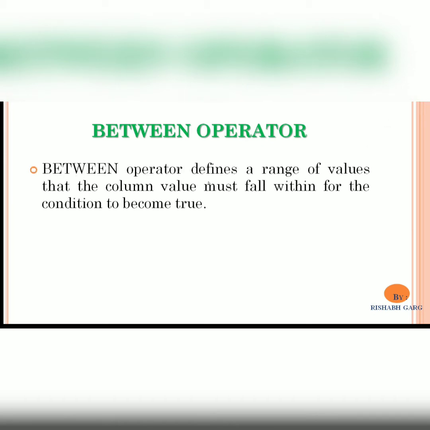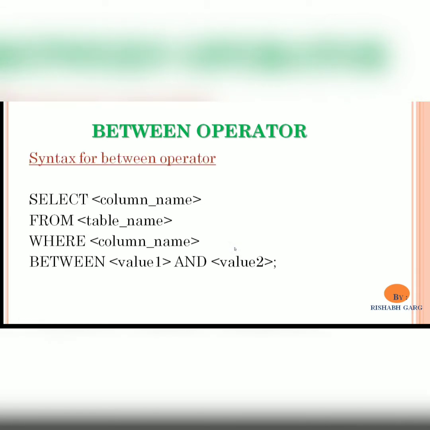Between operator defines a range of values that the column value must fall within for the condition to become true. The range includes both the lower and the upper value. For using the between operator, we use the following syntax.